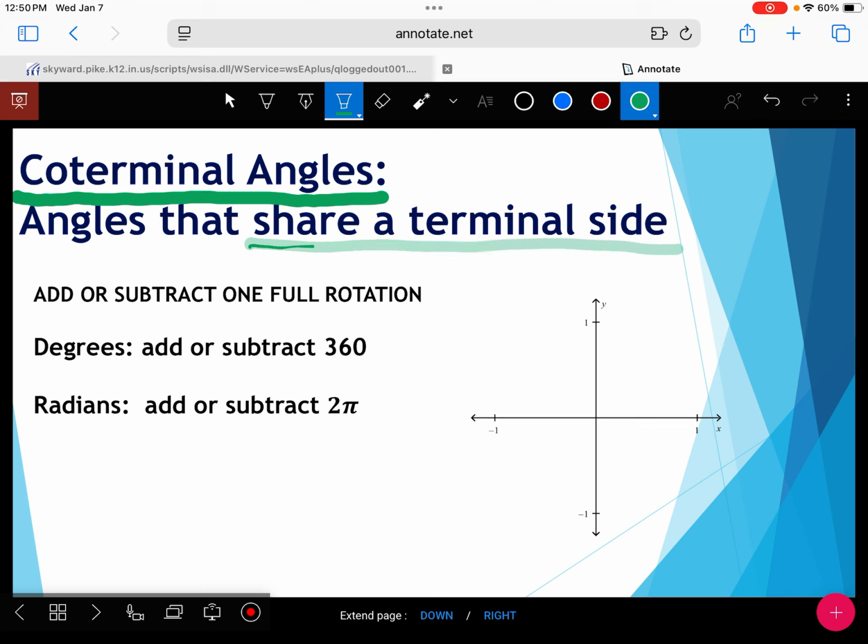Okay, so in order to find coterminal angles, if the angle is in degrees, you're going to add and subtract 360. But if the angle is in radians, we're going to add and subtract 2 pi. Okay, so I'll give you a second to get that copied down and then we'll talk about it.